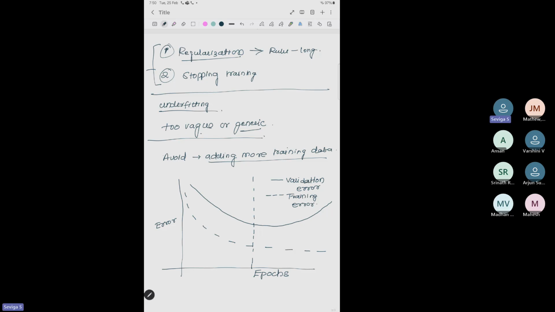If you look at this graph, this is a graph between the error and the epoch. In this quadrant, the solid line indicates the validation error and the dashed line indicates the training error. An epoch is one time of completely seeing all the training data. So the number of epochs is the number of times the system has seen the entire training data set.